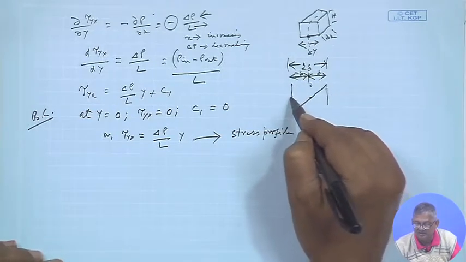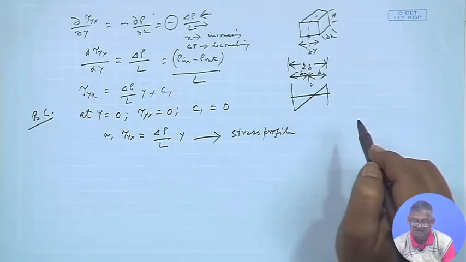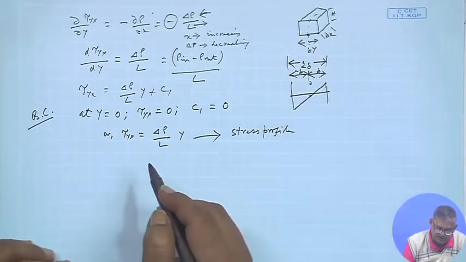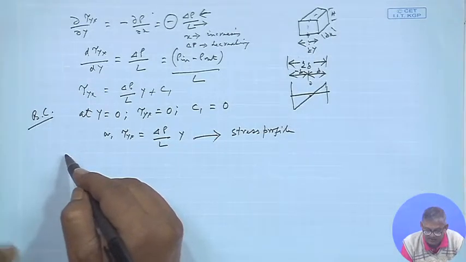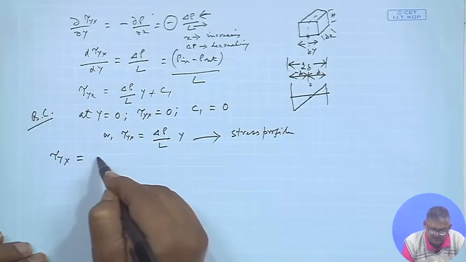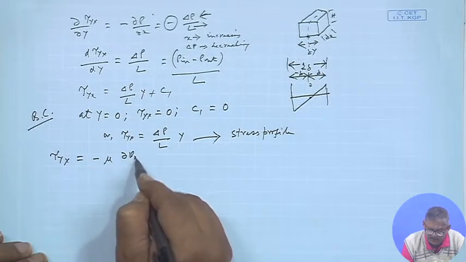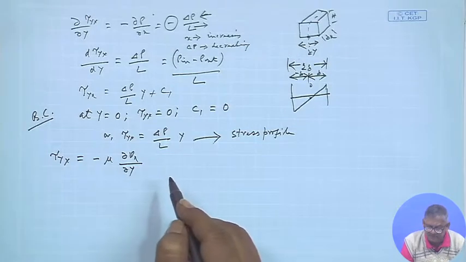If we take this to be the stress profile, fine. Then substituting tau y x as minus mu del v x del y.